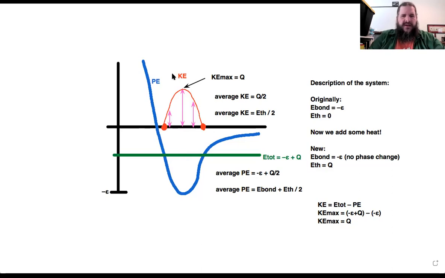So I guess you could say that the bond energy, if I may just draw some arrows here, the bond energy is this much. The bond energy is the energy of the bond itself, which is negative epsilon. The thermal energy is the extra energy we add above, or assuming it started off at absolute 0, because that's what we're defining everything from in terms of a reference point. Thermal energy is the extra energy it has above and beyond that. So you could say thermal energy is this quantity.